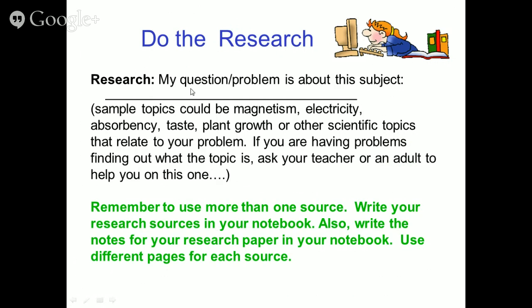Do the research. My problem is about blah, blah, blah subject. See, they say magnetism or electricity, absorbency, taste, plant growth, or other scientific topics that relate to your problem. If you're having trouble finding out what topic it is, ask your teacher or an adult. That's good advice. Remember to use more than one source. Write your research sources in your notebook. Also write notes about your research, about your paper, in your notebook. Use different pages for each source.